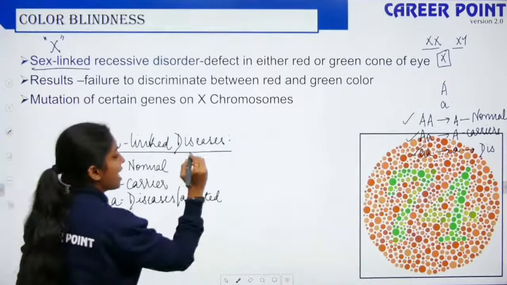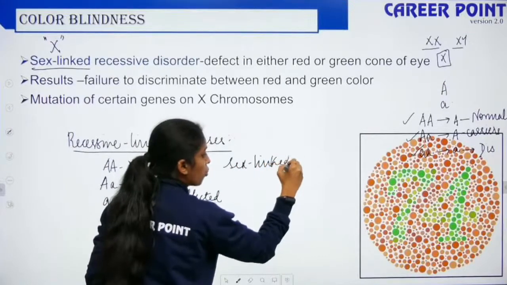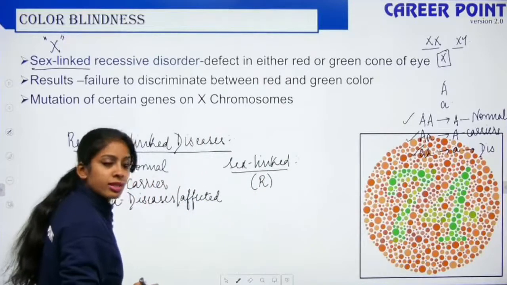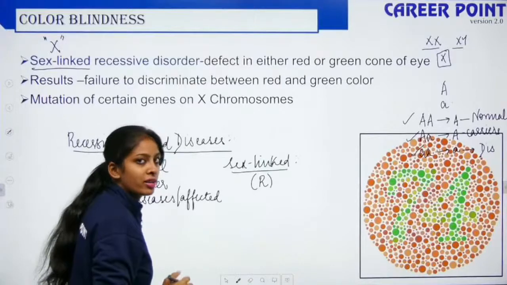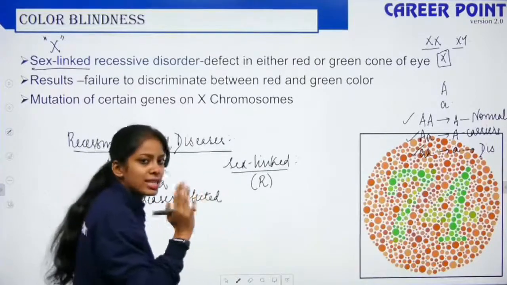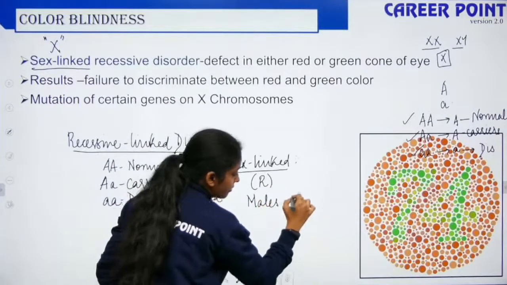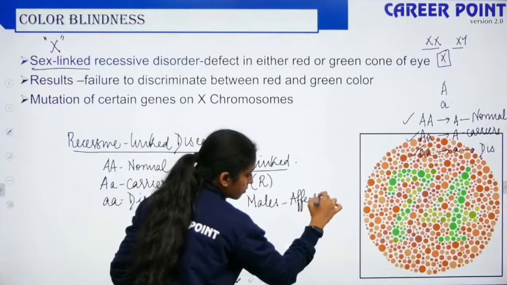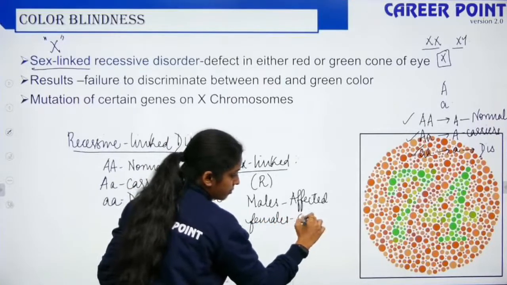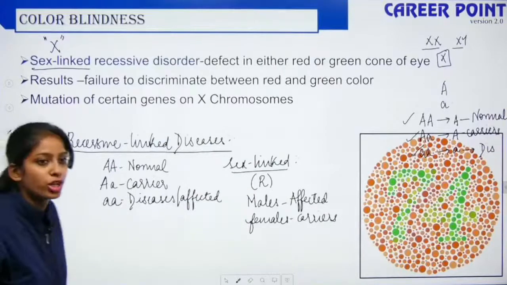In case of sex-linked diseases, they will always be recessive, mostly. Rarely they will be dominant, but mostly it is recessive. So in this case, only the males are affected and the females are only carriers. So please remember these short tricks so that it is easy for you to solve.